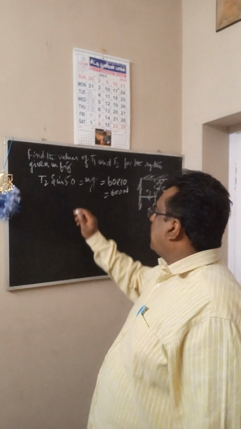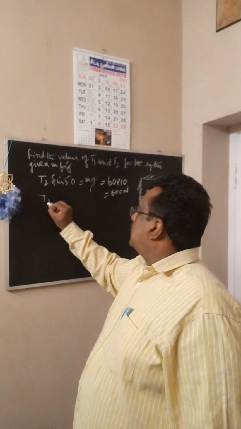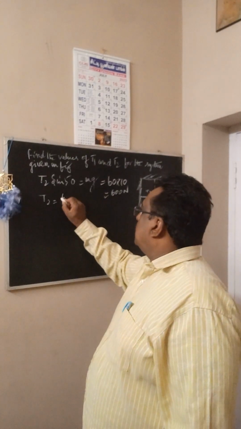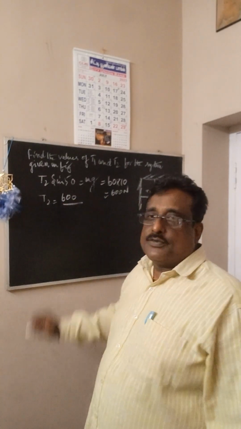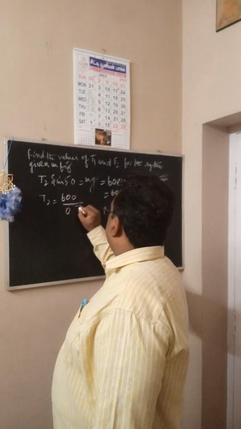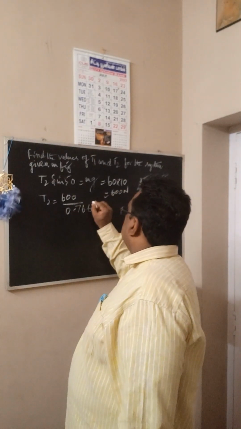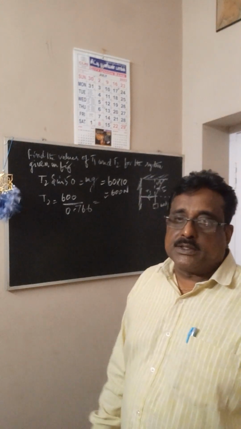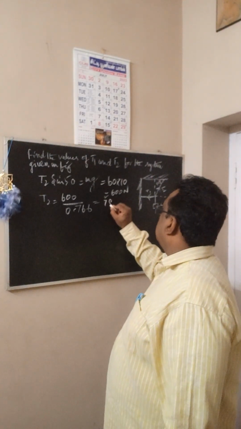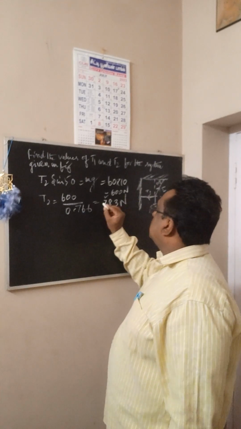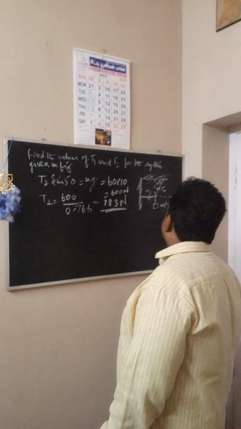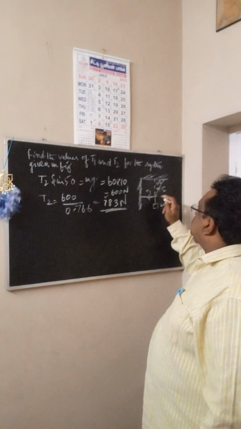And if you want to find T2, bring the sin 50 here. The value of sin 50 is 0.766. So if you divide 600 by 0.766, you get 783 Newton. So this is one of the answers. Now, after finding the tension T2, you have to find the tension T1.